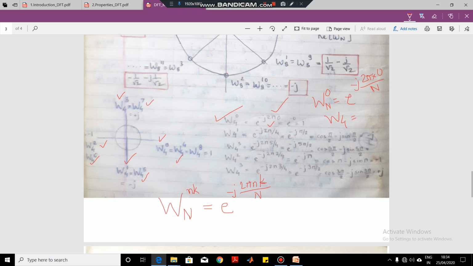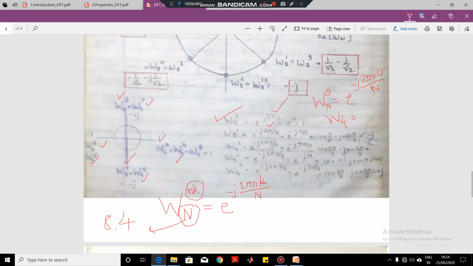So this is the formula. What is the value of N you have to see, and what are the values of nk you have to see? So nk takes values 0, 1, 2, 3, 4, 5, and so on. Capital N will remain fixed. It will be either 4 or 8 and so on.